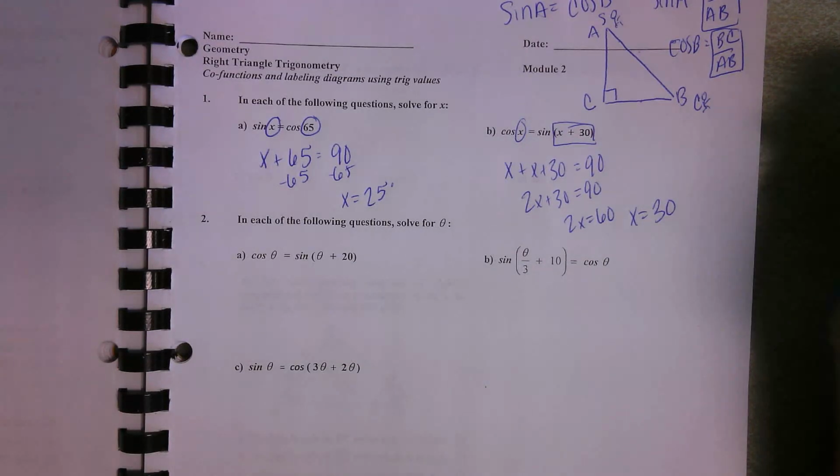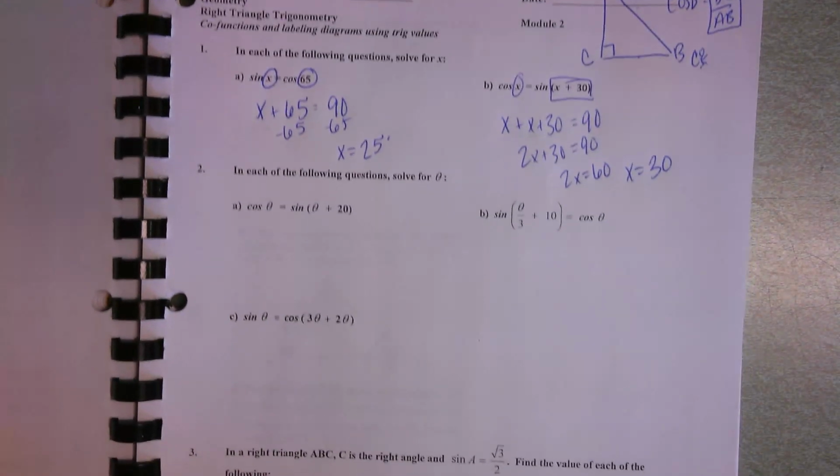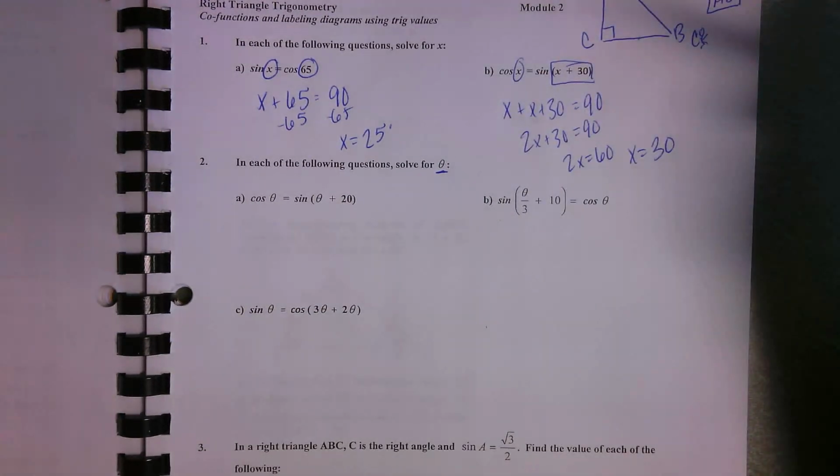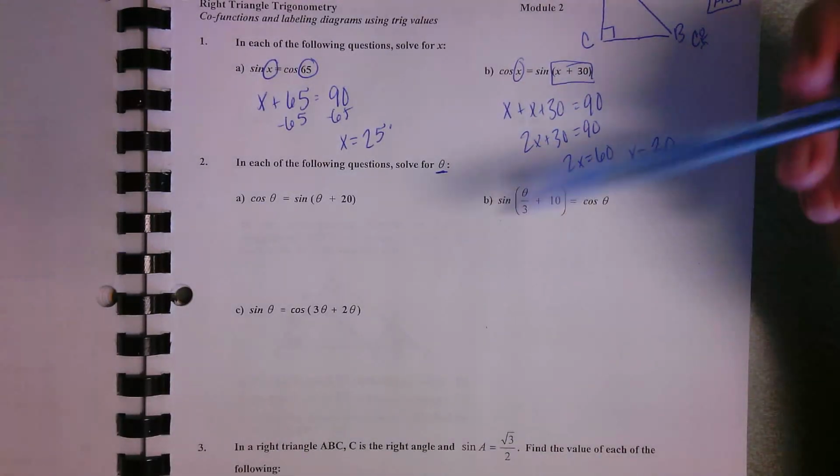Okay. All right, number 2, solve for theta. Theta, this weird little looking symbol, is what we call theta. You guys are going to see it in Trig a lot next year. Theta is just another way to represent an unknown value. Okay, so don't freak out too much. All right, so again, same thing. We're going to solve for that missing value.